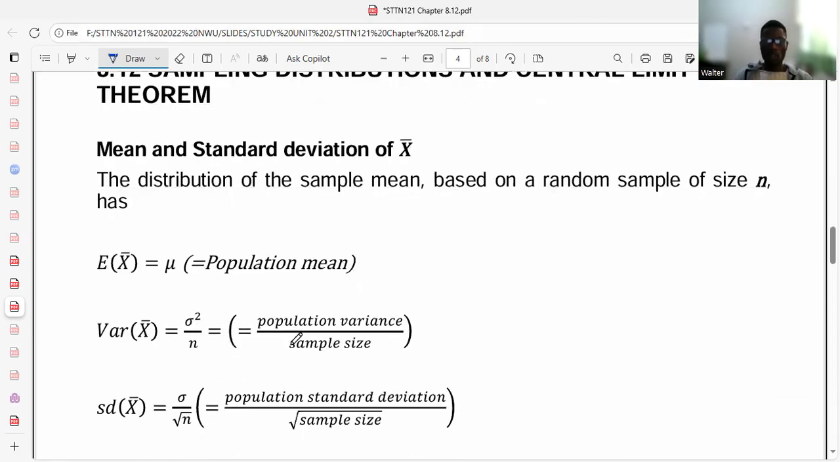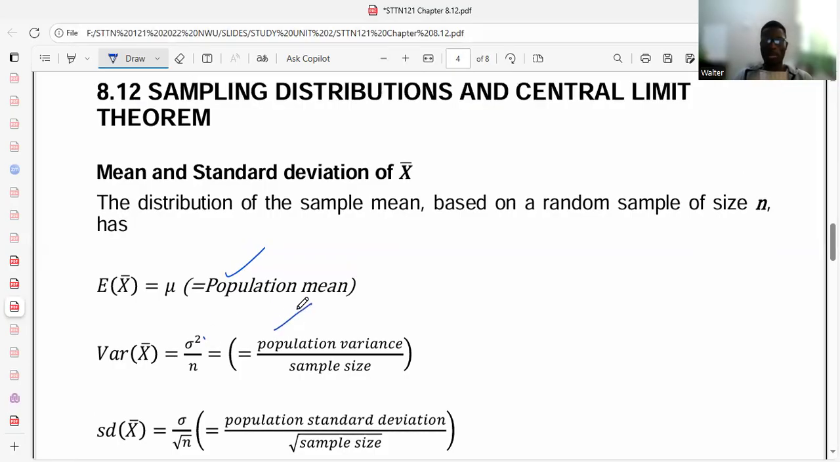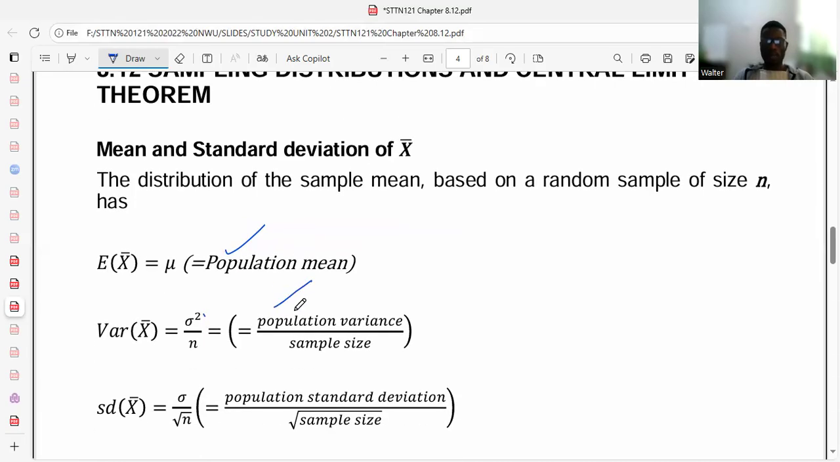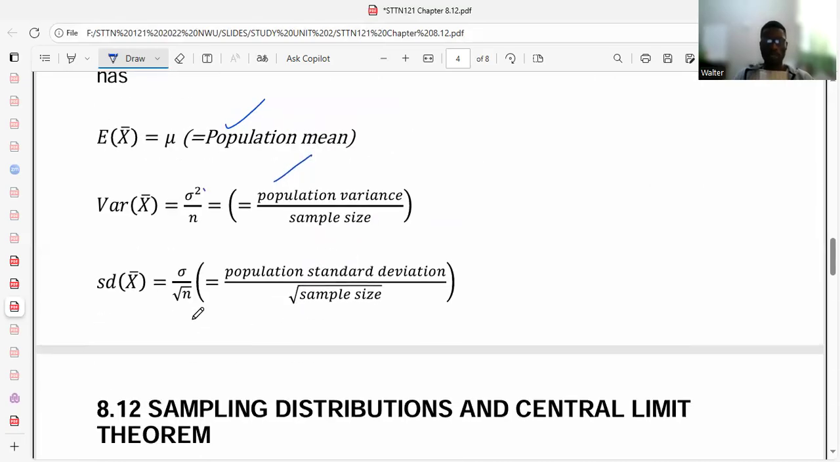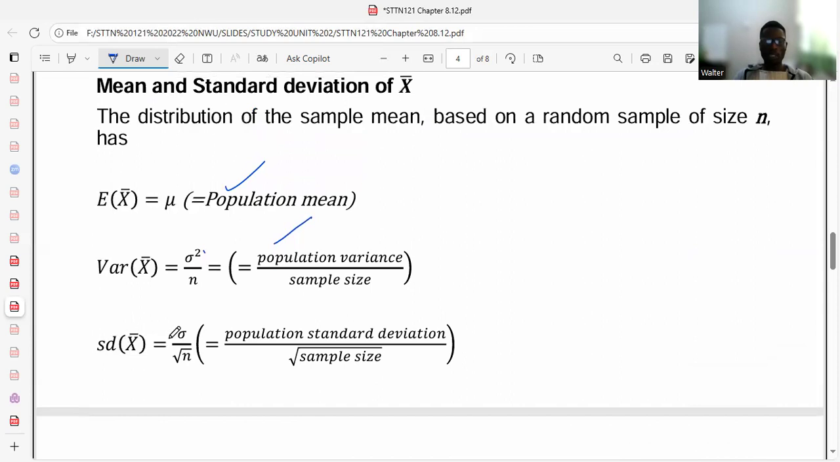Okay, now this is what you do. The mean, E of x bar, is equal to the population mean. Here, you know the population mean, I've been talking about it. The var of x bar, which is the variance, is equal to the variance divided by n. Now, look at this. The standard deviation is equal to the standard deviation over square root of n.